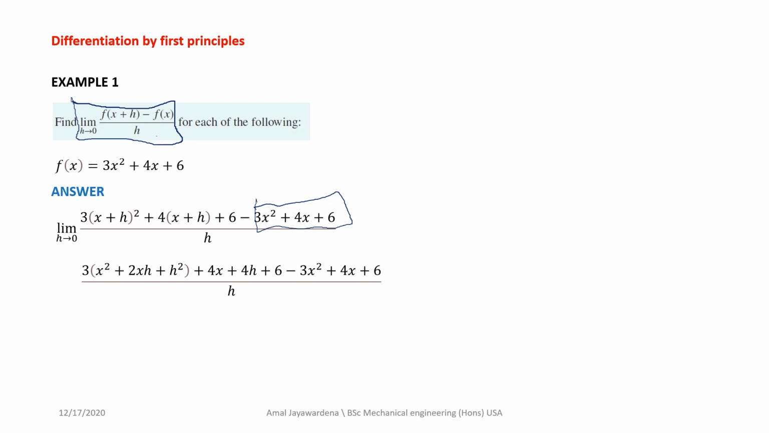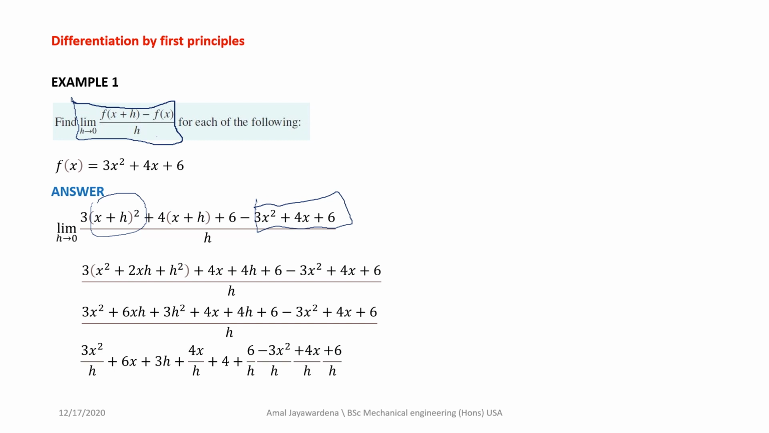We have to simplify this expression, right? So it's going to be x squared plus double the product of two terms, 2xh, plus the square of the last term, h squared, and then distributive property, so 4x plus 4h plus 6, and we write the last part of this divided by h. And then next, applying the distributive property to the first part of the equation, it's going to be 3x squared plus 3 times 2 is 6xh plus 3 times h squared, 3x squared plus 4x plus 4h plus 6, minus 3x squared plus 4x plus 6, divided by h.